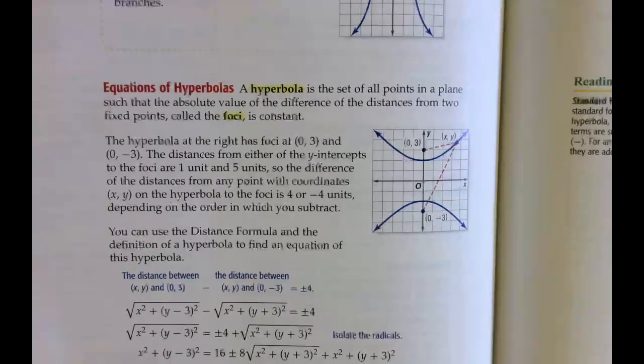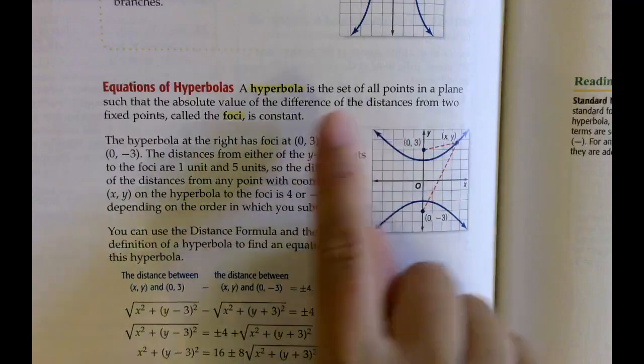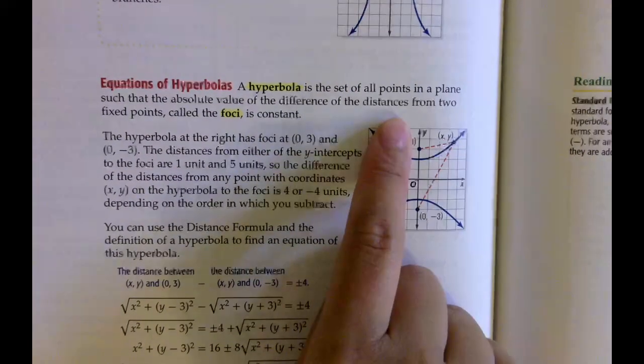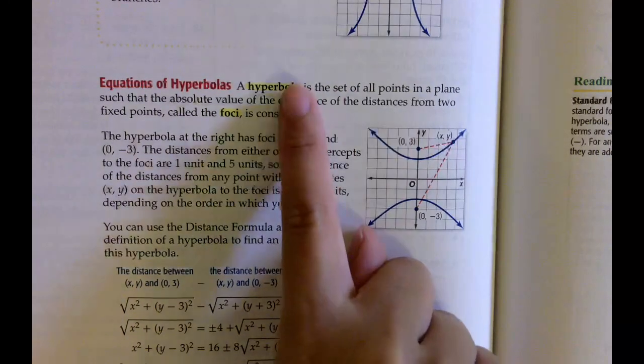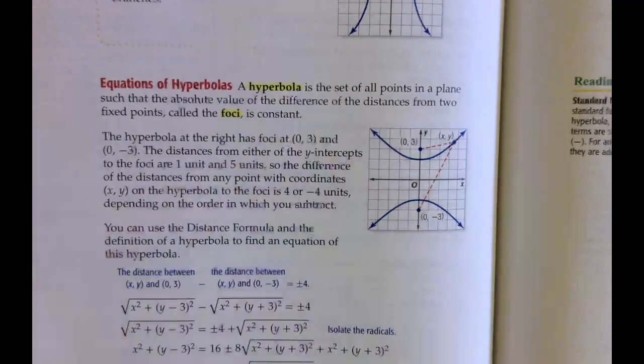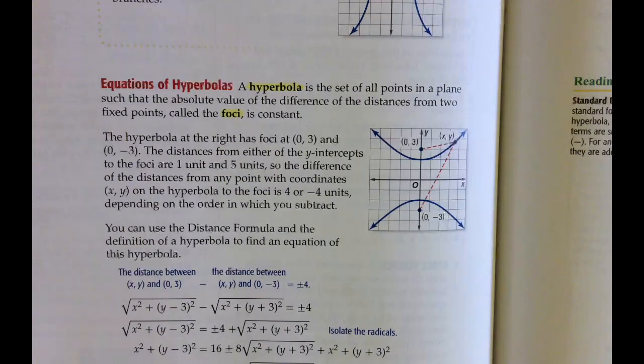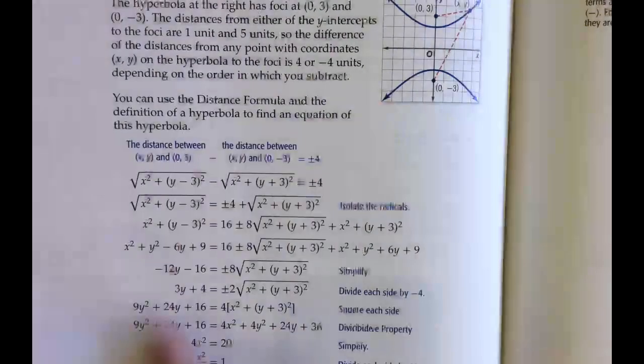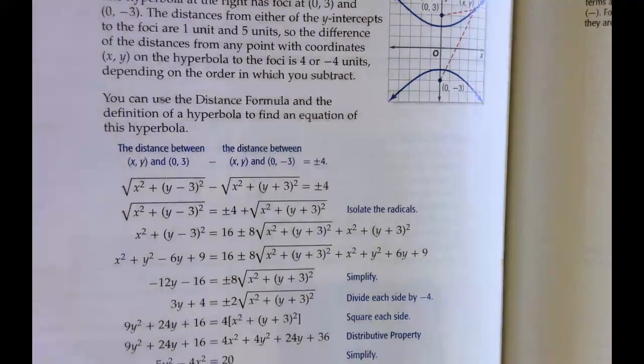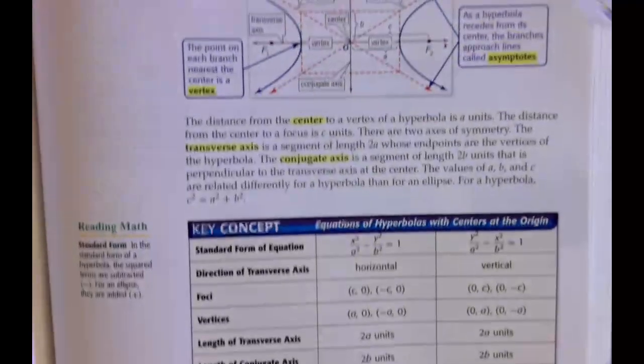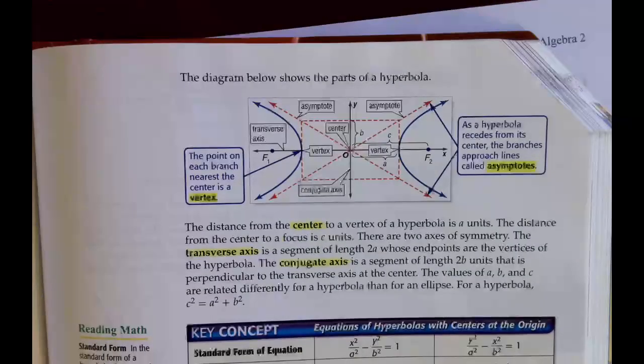So the difference is, for the ellipse, the sum of the distances was the same. For hyperbola, it's the difference. And we see that also play out in terms of our formula. Okay. So here you can see how they derived the equation for the hyperbola. But here, these are the parts of our hyperbola.